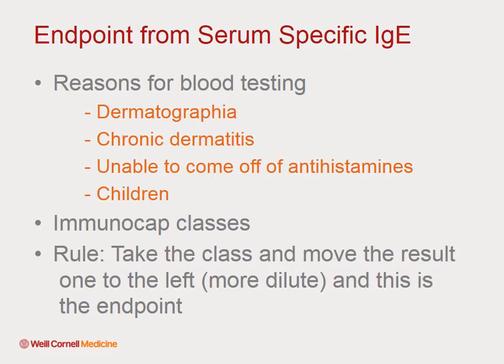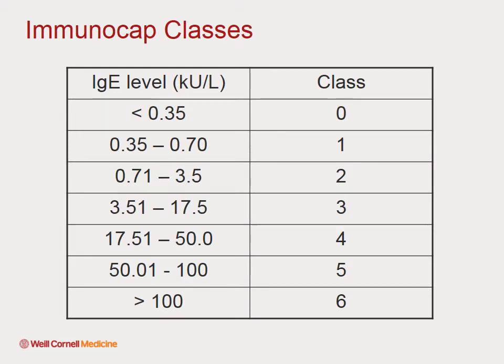Now, can we get the endpoint from serum-specific IgE? Well, we can, because as you recall, many people cannot be skin tested. Their skin is too sensitive with dermatographia, or they have chronic dermatitis. They can't come off antihistamines. Some children, it's not really practical to do extended skin testing on them. So we can determine our endpoint from serum-specific IgE, and we use the immunocap classes for this. The rule we use is to take the class, and then we move the result 1 jump to the left. So that's in the more dilute direction, and this we consider the endpoint. This is just a safety measure that's taken. So here we see our immunocap classes based on the level of IgE in the serum. And the more IgE in the serum, the higher the class designation is.